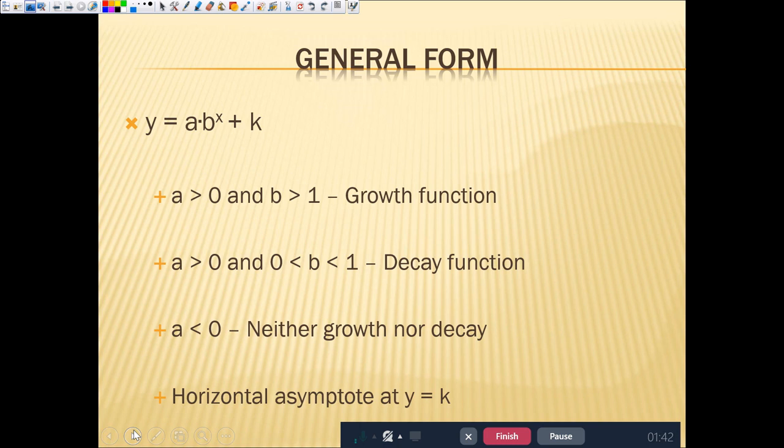If there's nothing being added onto it, what do you think your asymptote is? 0. So that would be your x-axis. And this line will never cross your asymptote. Never. It will always approach it but never cross it.